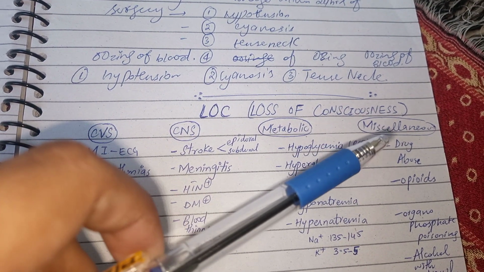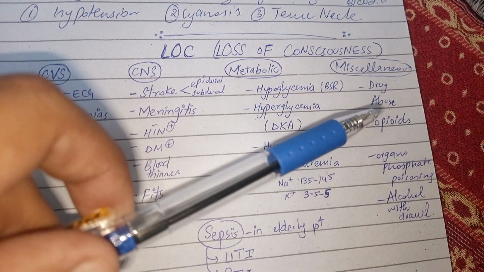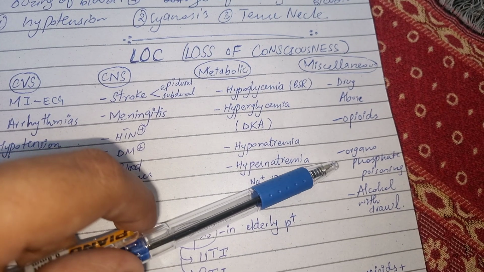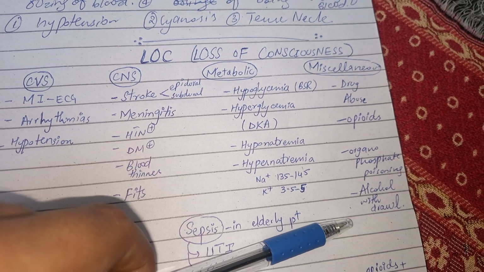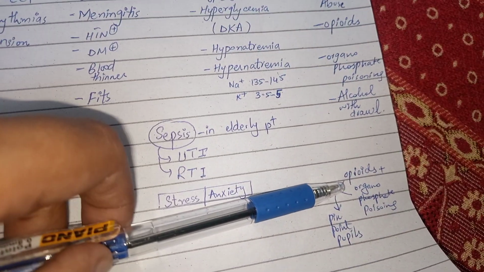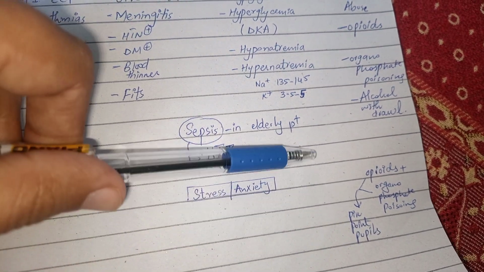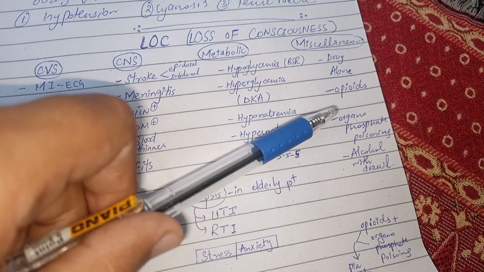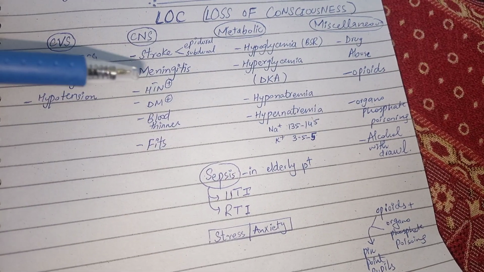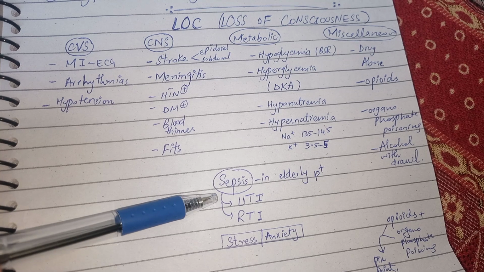Then miscellaneous causes include drug abuse. The drug abuse of opioids and organophosphate poisoning can also result in loss of consciousness, and alcohol withdrawal. In case of opioids and organophosphate poisoning, there will be a pinpoint pupil that will indicate these reasons behind the loss of consciousness. And then after the CNS, CVS, metabolic, and miscellaneous causes, sepsis is one of the causes.